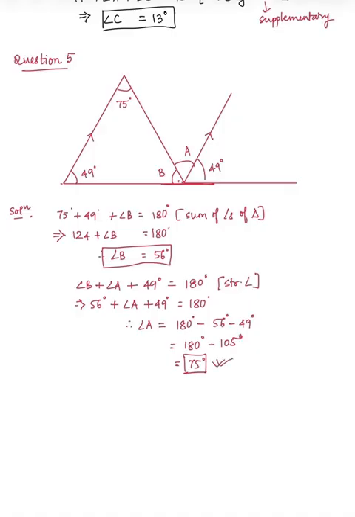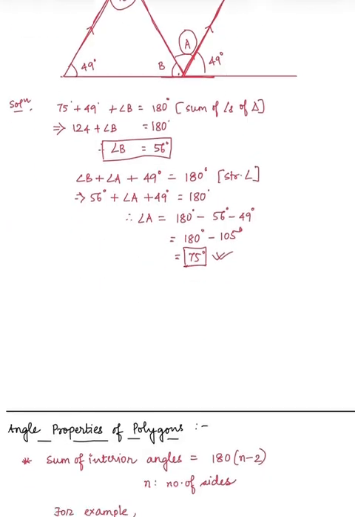There was also an easier way to do this if you don't want to do any sort of calculation. Notice that these two lines are parallel. So we again have the Z pattern. So angle A is directly equal to 75 degree. You can try and solve it using the best approach according to you.